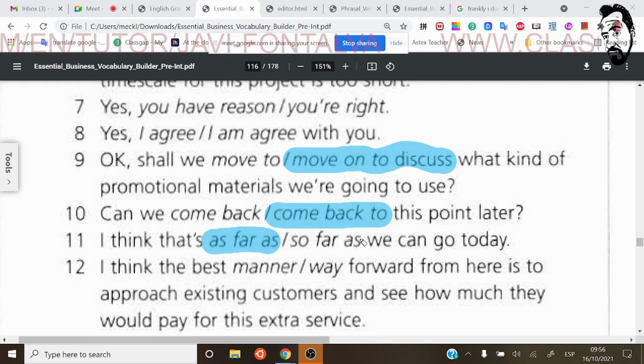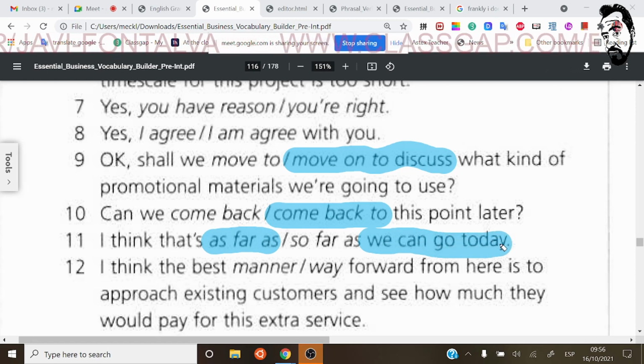11. I think that's as far as we can go today. Creo que eso es todo por hoy. That's as far as we can go today. 12.